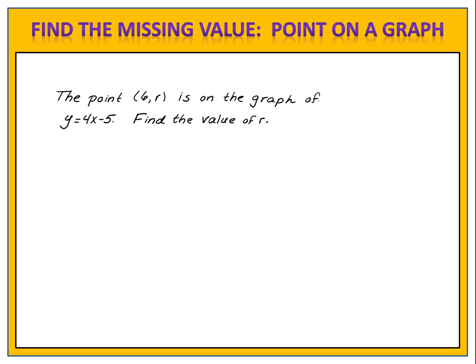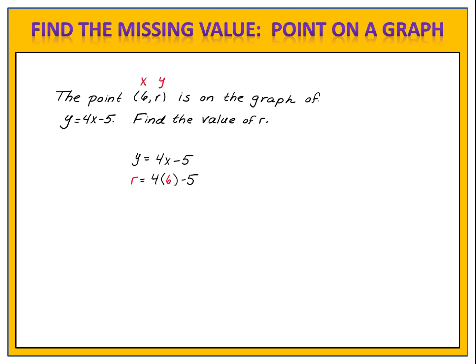In order to do this, all we need to do is use a little bit of substitution. First, we look at the point that we're given, 6 and r. We identify the value that represents the x and the value that represents the y. Remember, in an ordered pair, the x and y are placed alphabetically. Now we look at our equation, y equals 4x minus 5. We substitute the value r in place of the y and the 6 in place of the x.